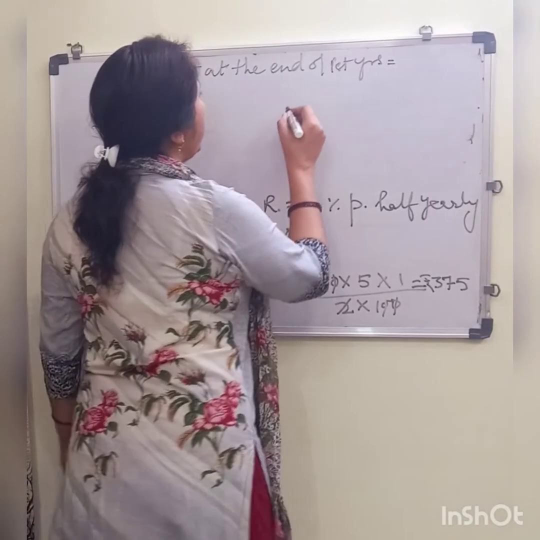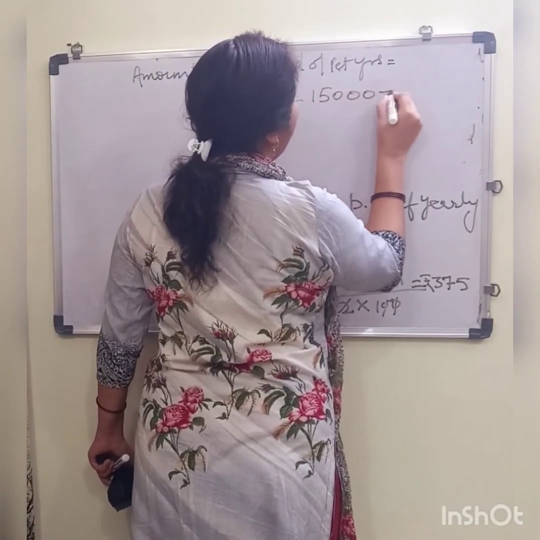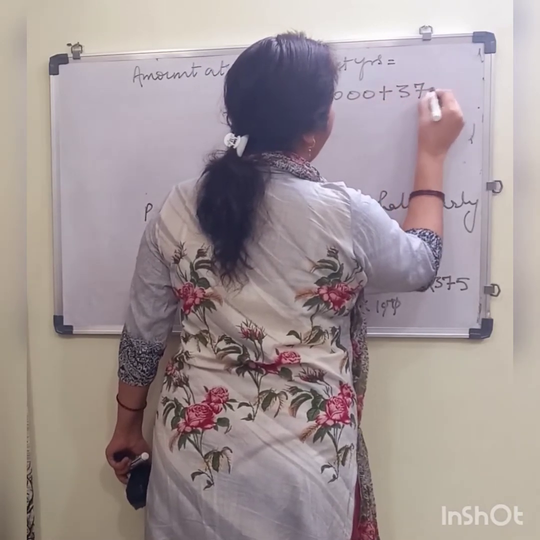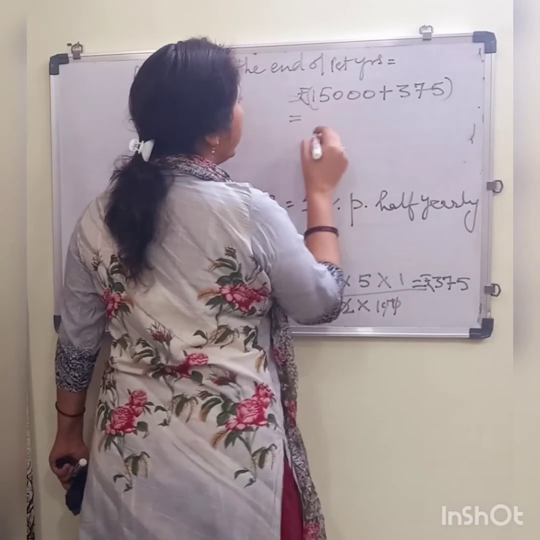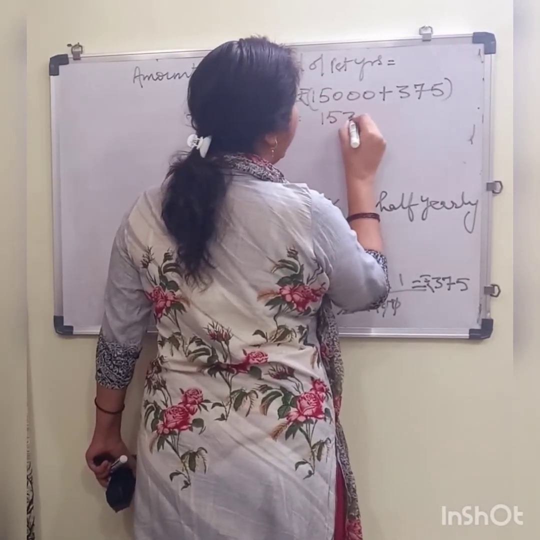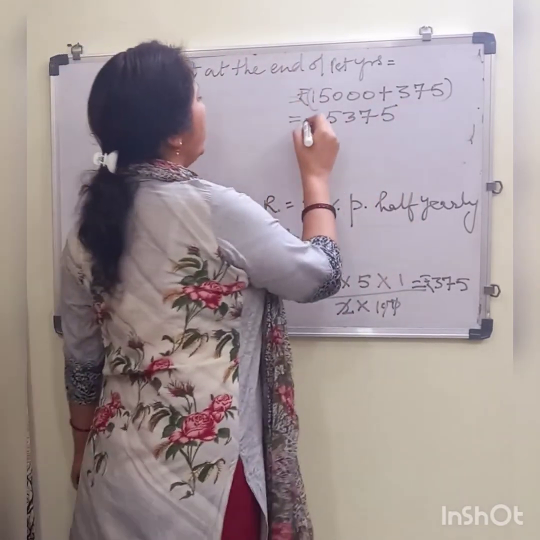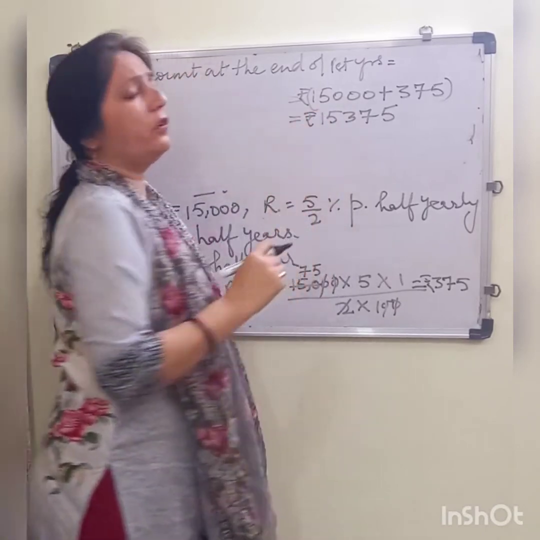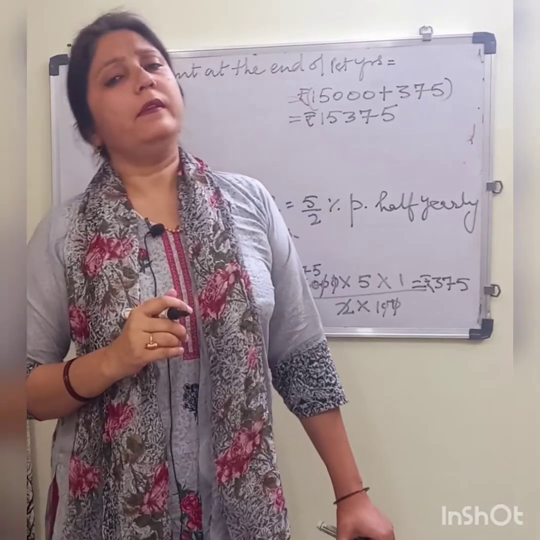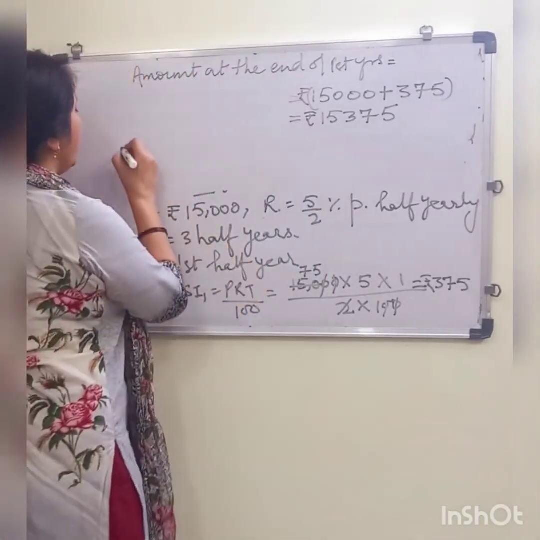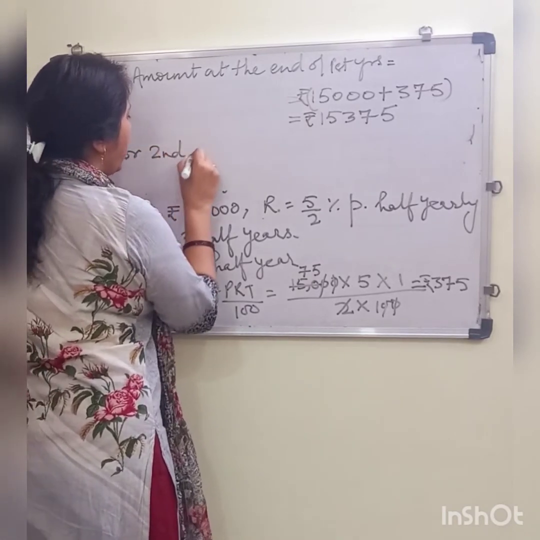तो फर्स्ट हाफ ईयर के एंड में हमारा अमाउंट बन जाएगा रुपीज 15,000 plus 375. We add these two and answer will be rupees 15,375. This is your amount at the end of first half year. First half year के end में हमारा amount आ गया 15,375. Now moving towards second half year. So we give heading for second half year.